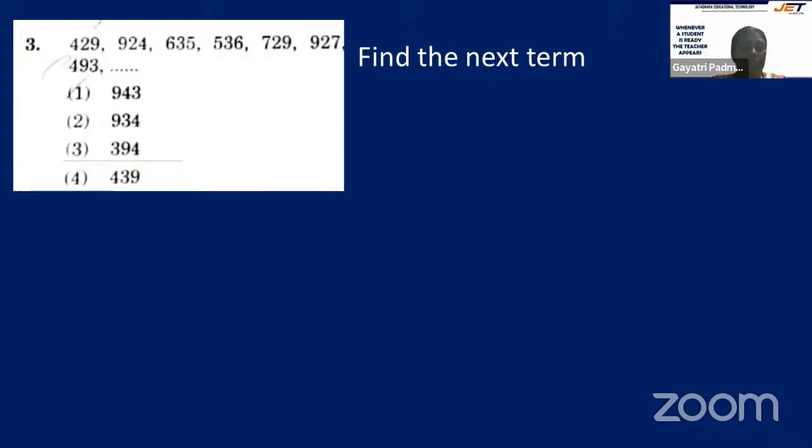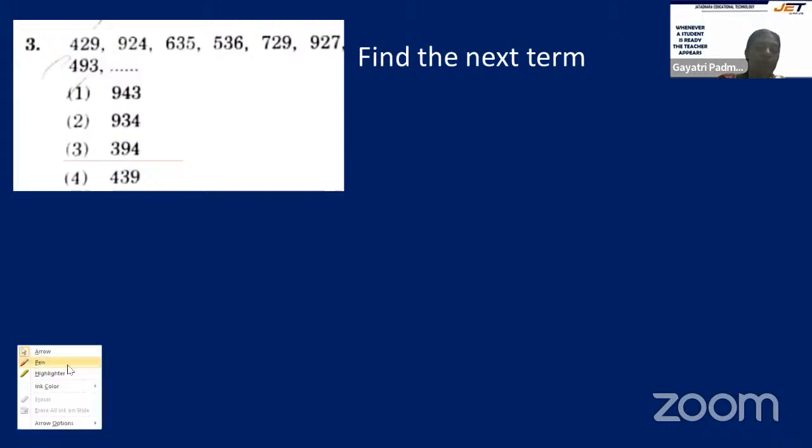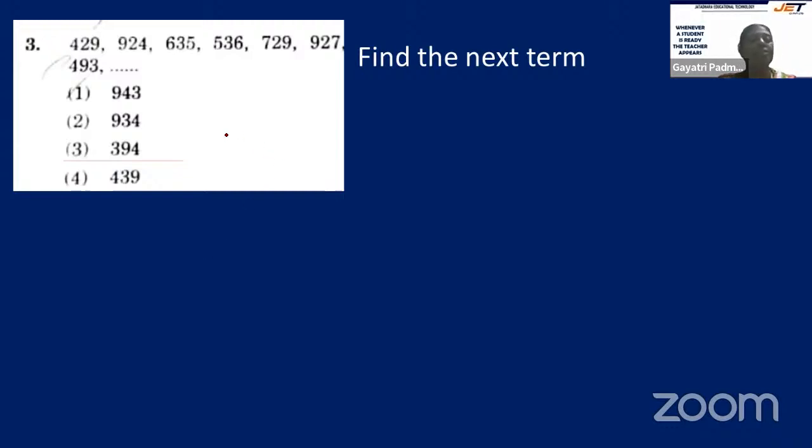We have 429, 924, 635, 536, 729, 927, 493 and dash. All right. So, it's a little tricky, but it's very easy. So here you don't have to find out the difference. You don't have to check whether it's a prime number or whatever, right? You only have to think how the numbers have come. Yes. So your 30 seconds starts now.